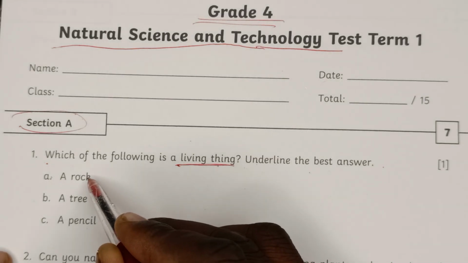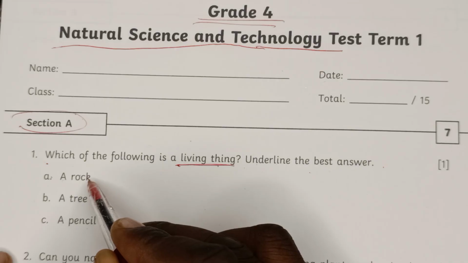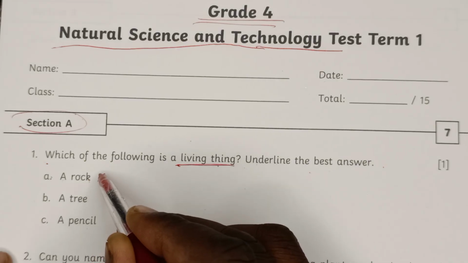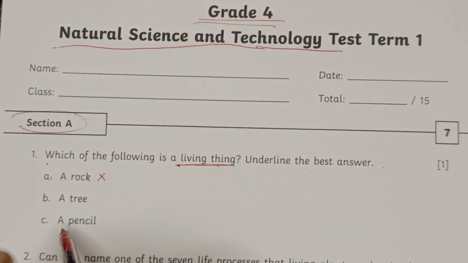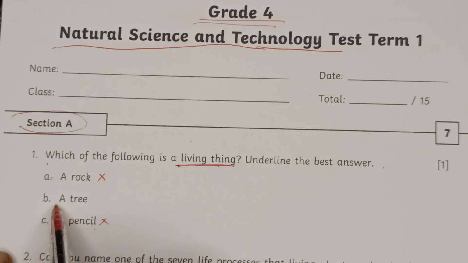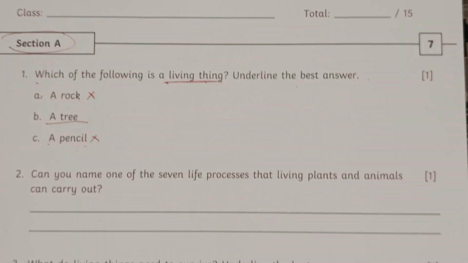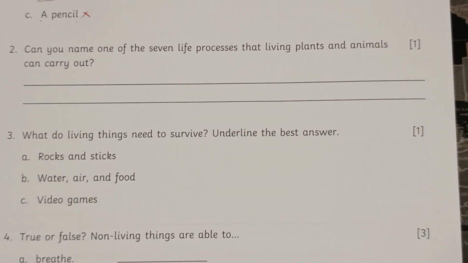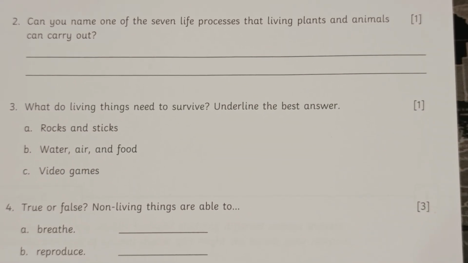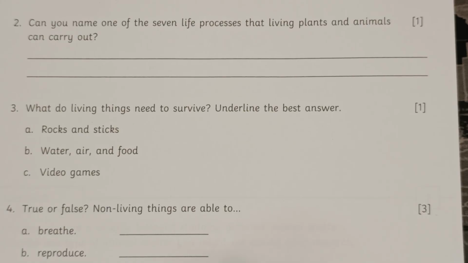Number 1. Is a rock a living thing? No. Is a pencil a living thing? No. So what is a living thing? It is a tree. They said we should underline it, so we underline the tree. So we go to the second question.